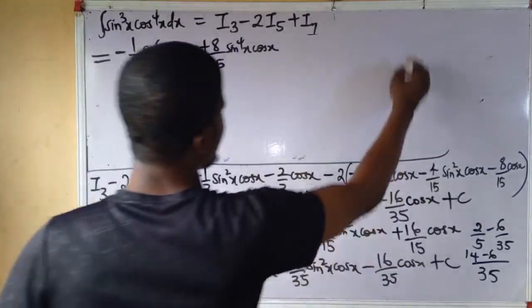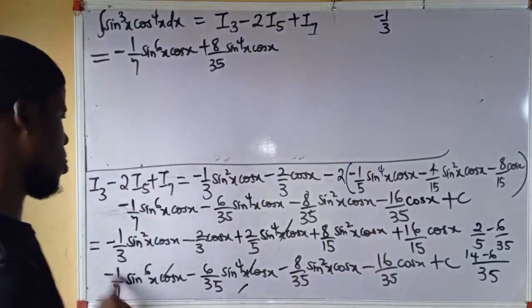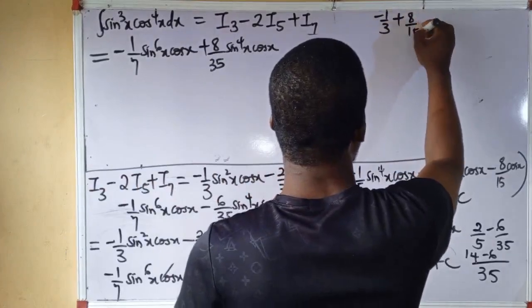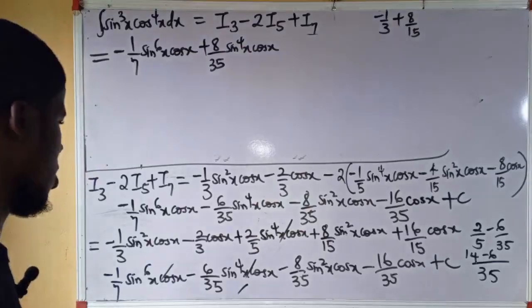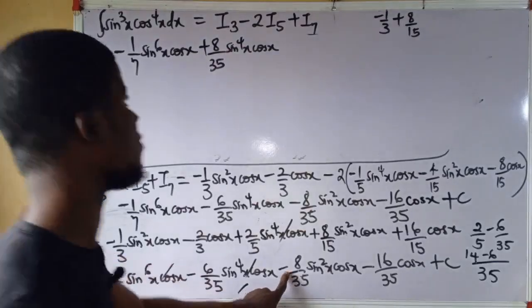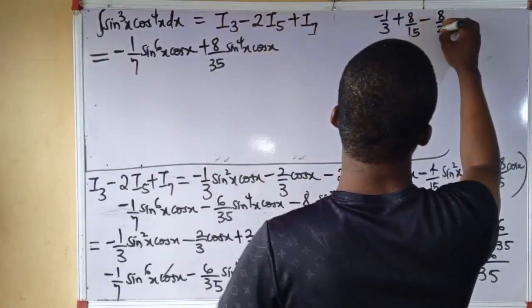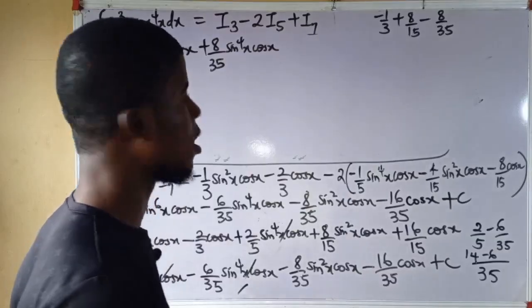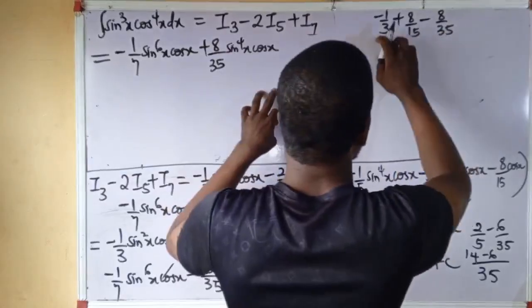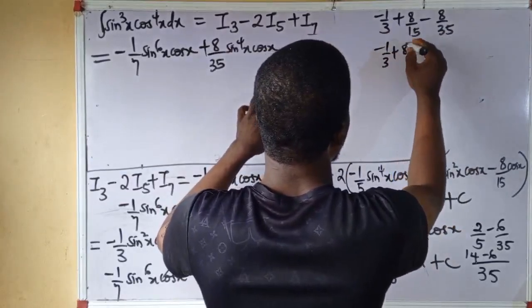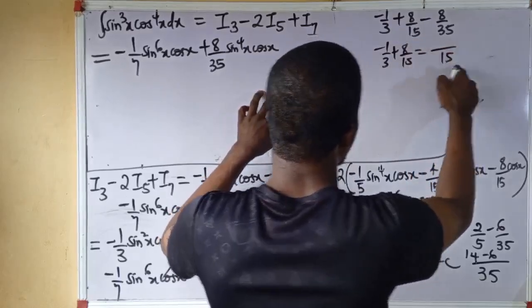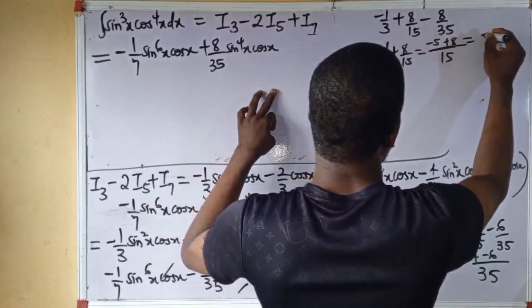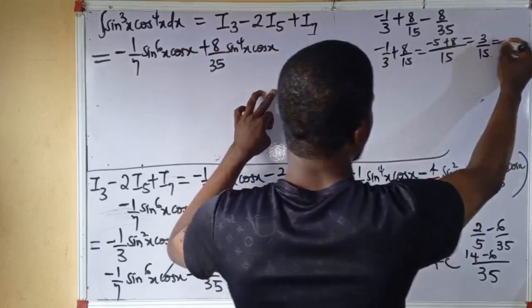Minus 1 over 3, minus 1 over 3, plus 8 over 15. Okay, then minus 8 over 35. Minus 8 over 35. Let me do this one after the other since I'm not on my calculator. Okay, just quickly, let me take this first two. Minus 1 over 3 plus 8 over 15. This is 15. 5 minus 5. 1 times 8, that's 8. And that will give me 3 over 15, which is 1 over 5.